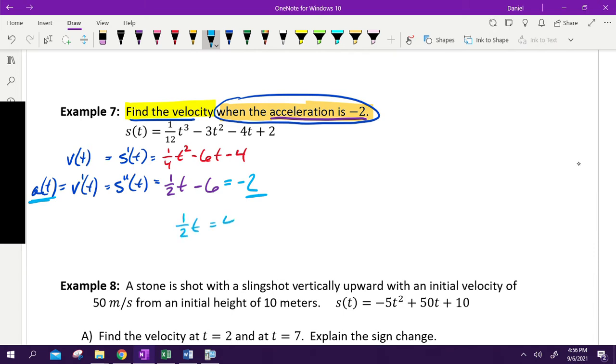So if I add 6, I get 4. Then I'm going to multiply both sides by 2. I get t equals 8. So that is the answer to the question: when is acceleration -2? But they asked me to find the velocity.